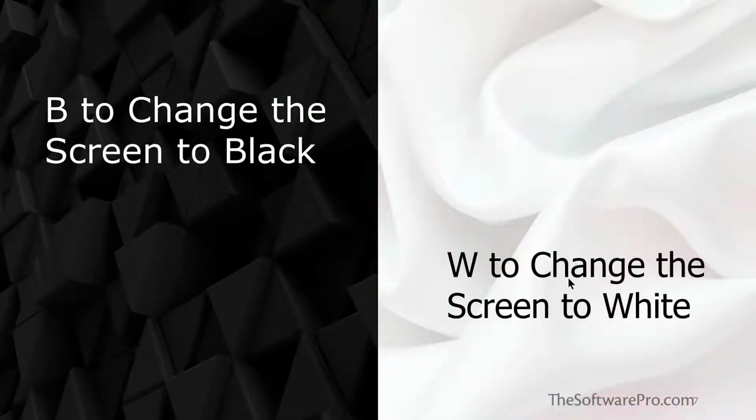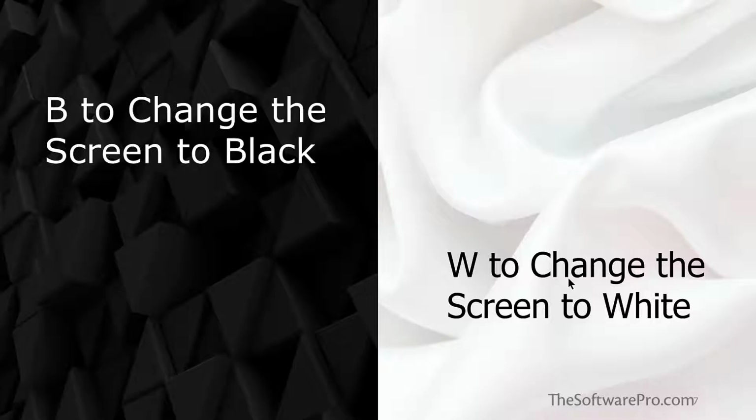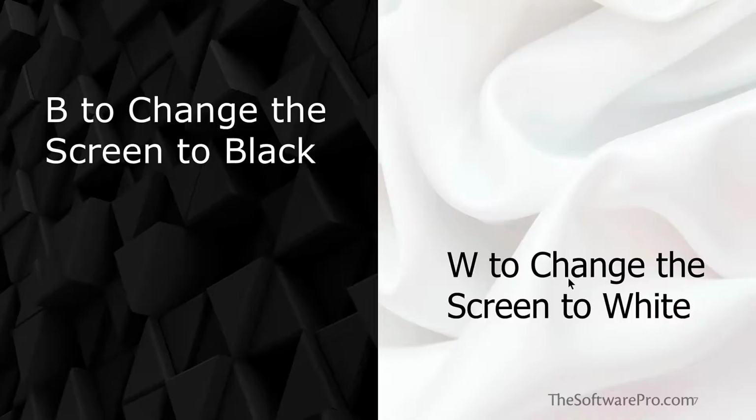Whether during an in-person or virtual presentation, you can temporarily change the screen to black or white. Type a letter B for black. Press it again to return back. W for white. And once again to get back to the slide. I prefer the black screen as it's easier on the eyes.